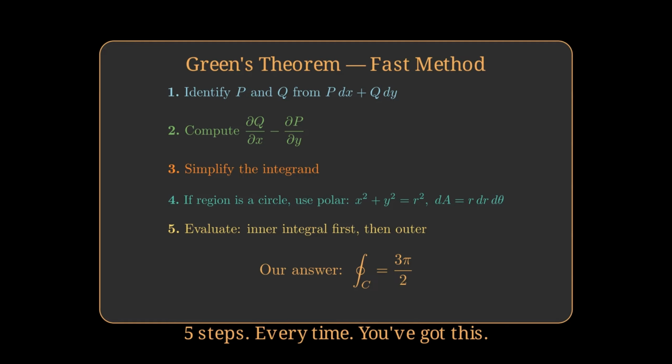Step 3. Subtract: partial Q over partial x minus partial P over partial y. Simplify the result as much as you can. Step 4. If the region is a circle, switch to polar coordinates. Remember x squared plus y squared becomes r squared, and dA becomes r dr d theta. Step 5. Evaluate the inner integral first, then the outer. Be careful with the limits. Follow those 5 steps faithfully, and Green's theorem will never defeat you. For our problem today, the answer was 3 pi over 2.